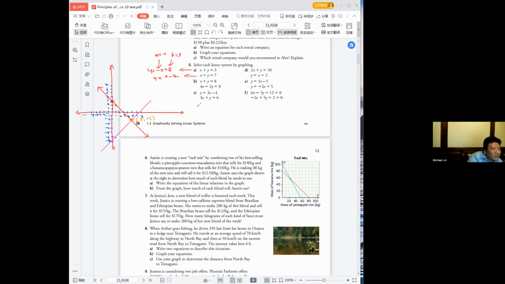Okay, now we can check it. Does -5 plus 3 equal -2? Yes. Does 5 take away 7 equal -2? Yes. So therefore, this point is the solution to my linear system.